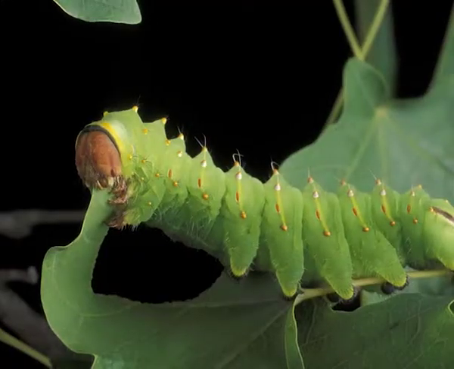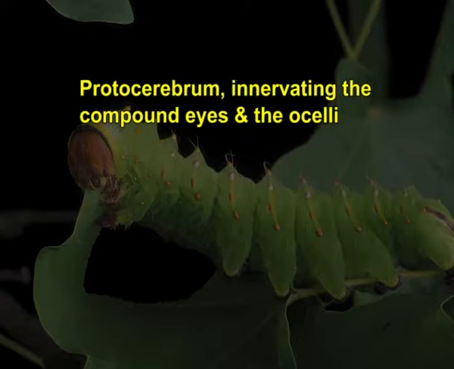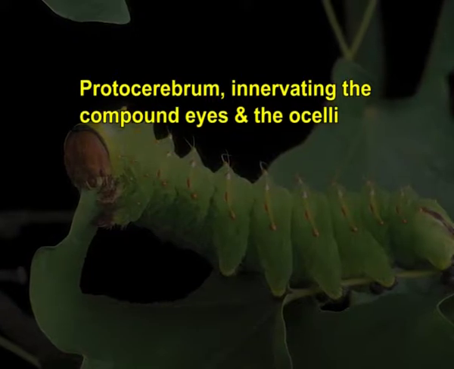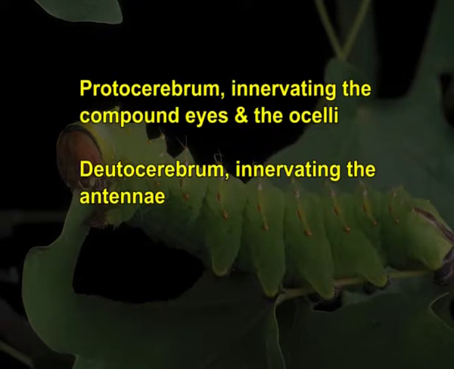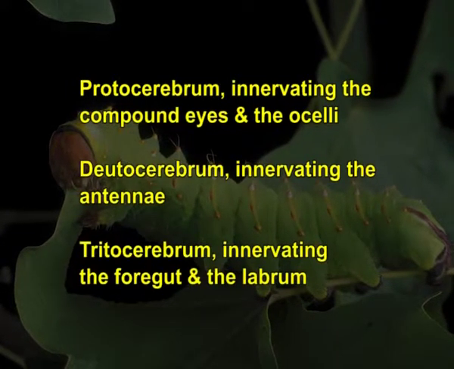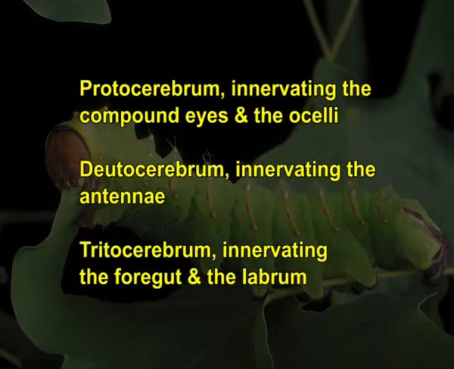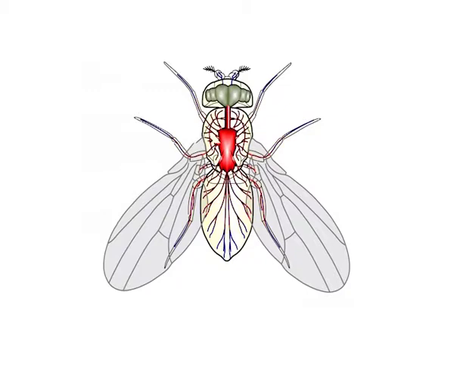The brain has three lobes. Protocerebrum, innervating the compound eyes and the ocelli. Deutocerebrum, innervating the antennae. Tritocerebrum, innervating the foregut and the labrum. The ventral nerve cord extends from the subesophageal ganglion posteriorly.